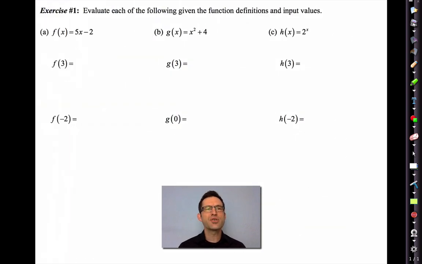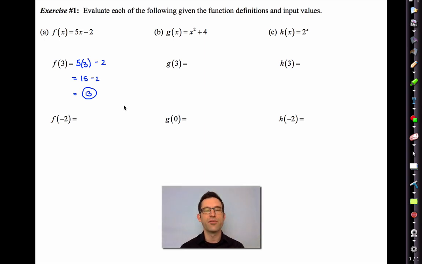Exercise number 1 says evaluate each of the following given the function definitions and input values. In letter A, it says f of x equals 5x minus 2. What's f of 3? Well, what they're really saying is that the rule is take x, multiply it by 5, and subtract 2 to get the output. So f of 3 means take 3, multiply it by 5, get 15, subtract 2, and get an output of 13. So f of 3 is 13.